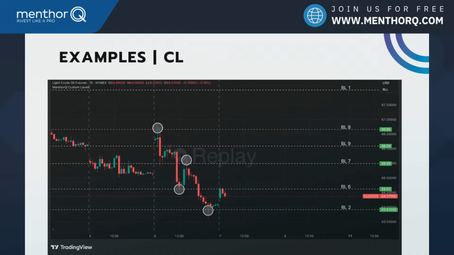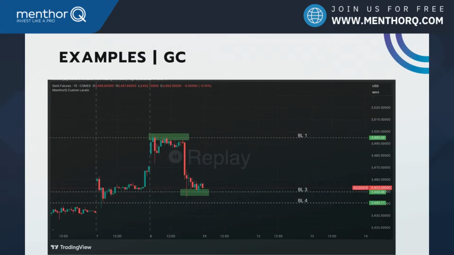CL, again, we are seeing a rejection of the BL8 level, coming all the way down, stopping at BL6 for a potential reversal, all the way to BL7, and then all the way down to BL2. So those can be very, very important areas. Gold, again, this is a good example from last week. Price stalled for a majority of the day at BL1, dropped all the way down, and then again found support at BL3.